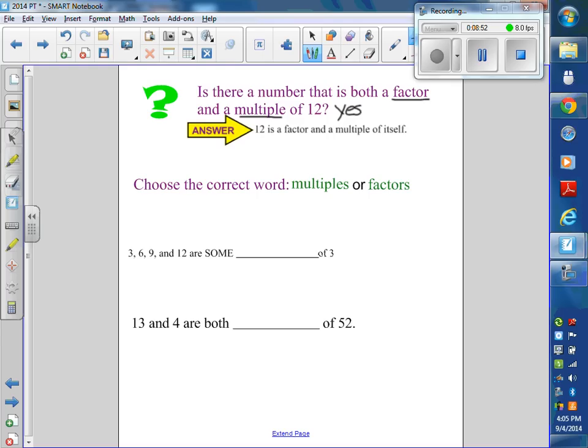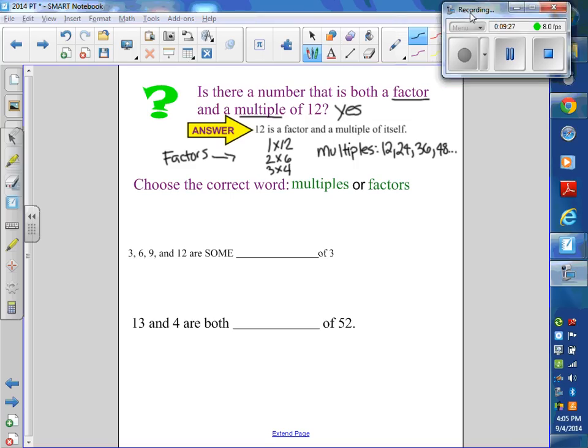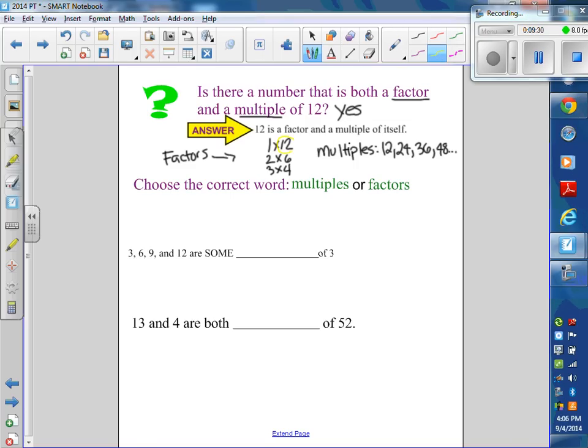Because if you look at the factors of 12, 1 times 12, 2 times 6, 3 times 4, those are the factors of 12. And the multiples of 12 are counting by 12. 12, 24, 36, 48, and so on and so forth. If you look at that, right here, 12 is both a factor and a multiple.